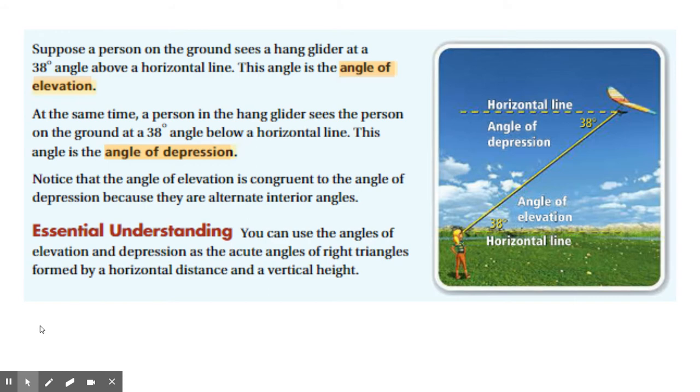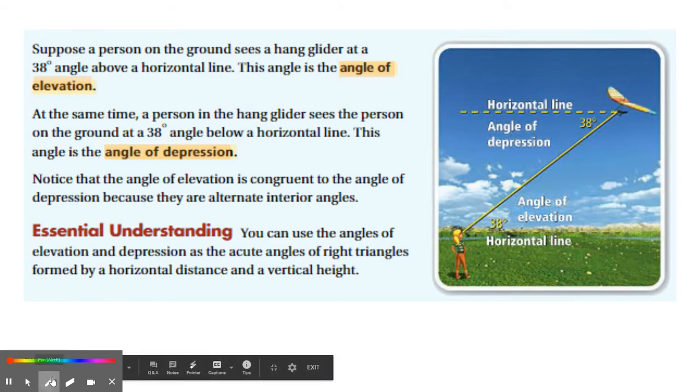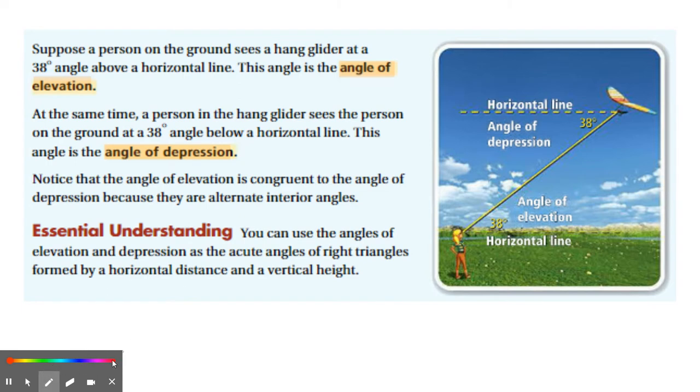a hang glider, okay? So this angle formed by, and I'll try to use some bright colors like red, formed by this horizontal line and this line of sight. I'm going to label that the line of sight from the person to the hang glider. That's the line of sight. This is called the angle of elevation right here. Angle of elevation. And you can think of elevation, elevator, looking up, okay?